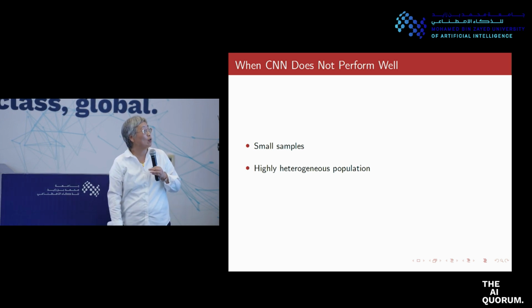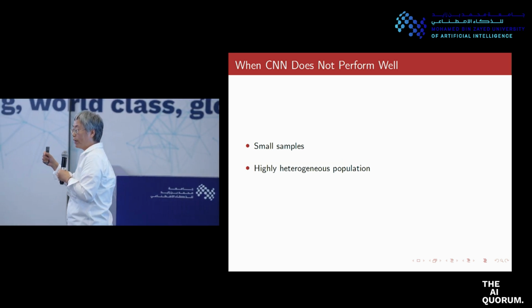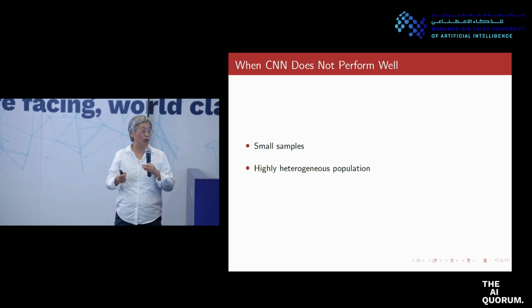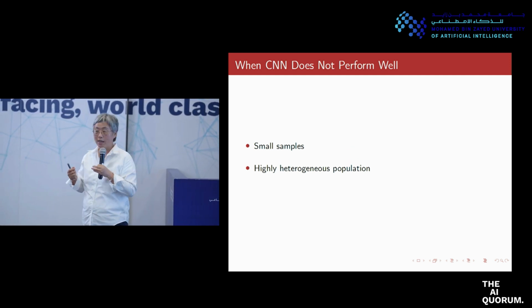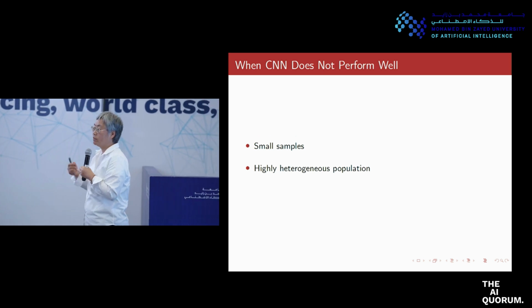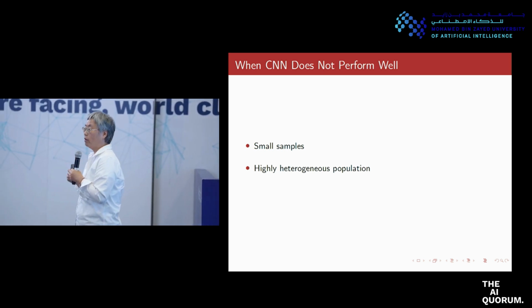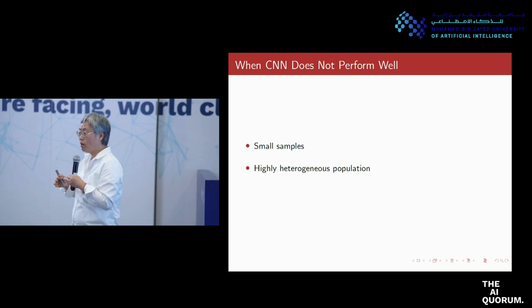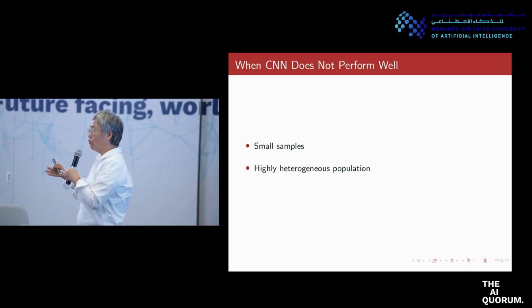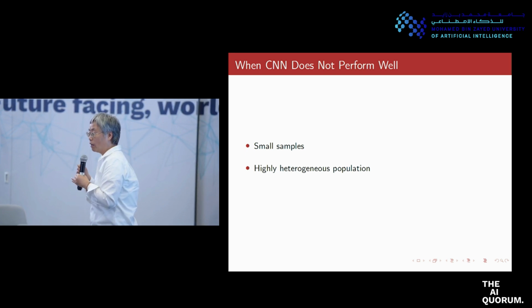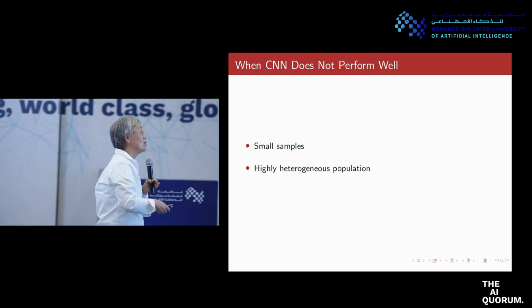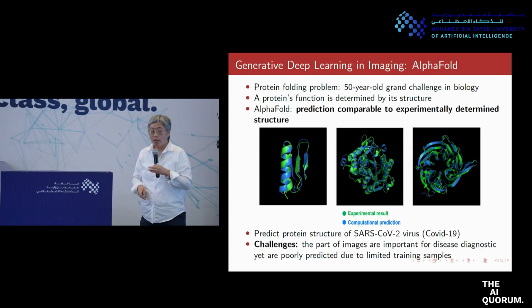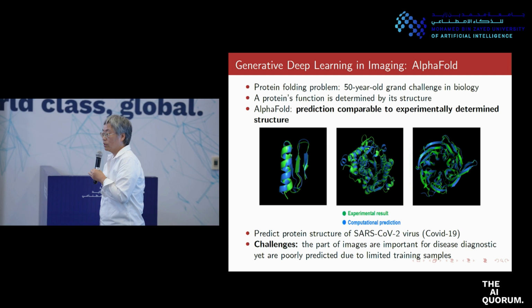So this is something besides interpretation when you're using deep learning CNN: when you're dealing with small samples, when you have a highly heterogeneous population, deep learning, this type of tool, doesn't do that well. Why? Because they don't have large training samples. They don't have this kind of uniform signals, and therefore they cannot do a very good job, okay? And I'm also going to talk about generative deep learning.